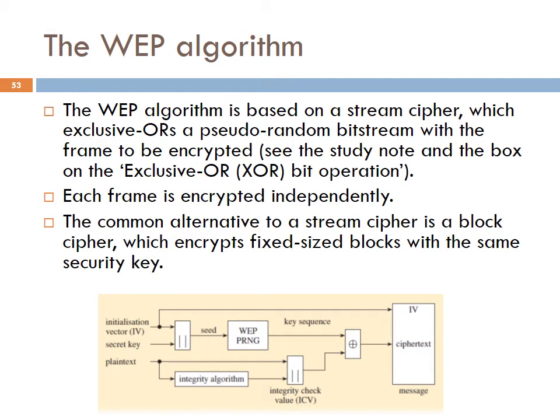The WEP algorithm for encrypting messages in 802.11 is based on a stream cipher, which is exclusive OR of a pseudo-random bit stream with the frame to be encrypted. Each frame is encrypted independently. The common alternative to a stream cipher is a block cipher, which encrypts fixed size blocks with the same secret key.